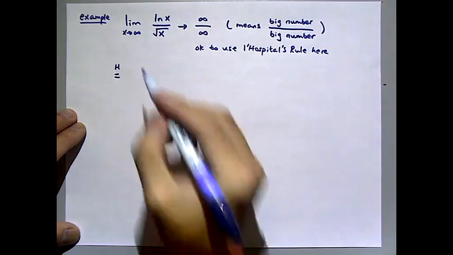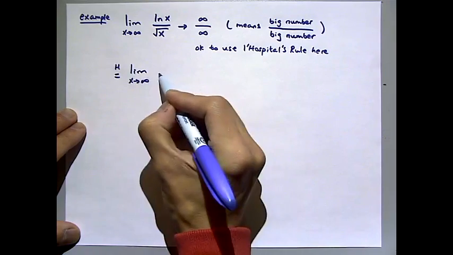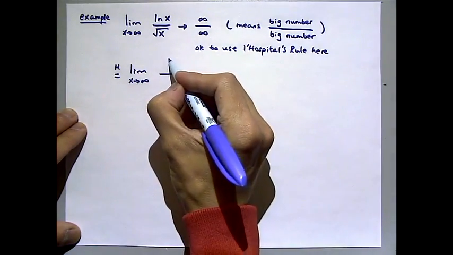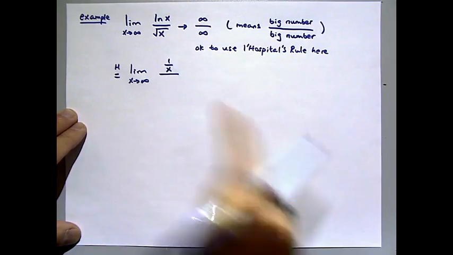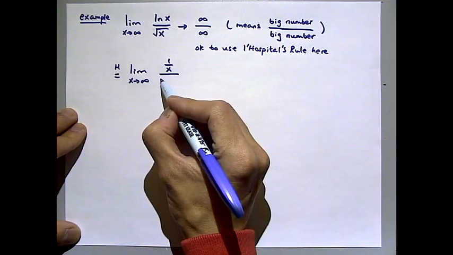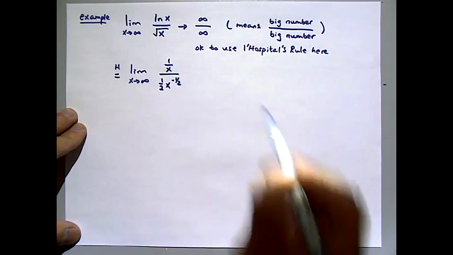Take the derivative of top and bottom. Natural log of x has a derivative that's 1 over x. Downstairs, that's x to the 1/2. So we get 1/2 x to the negative 1/2.